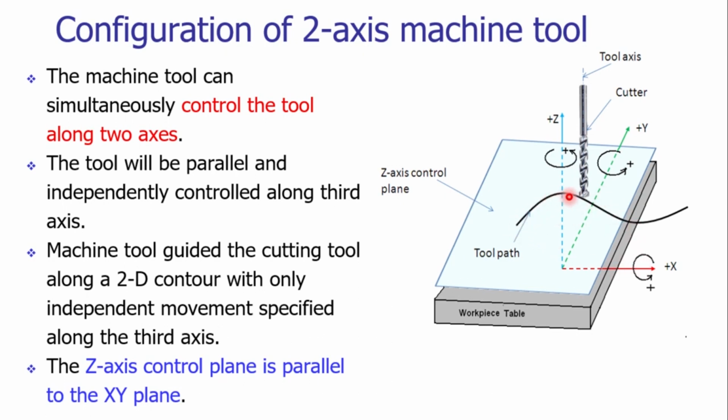So let us consider this. This is the curvilinear motion in the XY plane. So this curve, this tool path, is in the XY plane. The tool is rotating at its own position. It's not moving along the Z direction when the table is moving along X and Y direction. So only two axes are being controlled by the NC machine tool. Here it is to be noted that the axis of the cutter, the tool axis, is parallel to the Z axis.